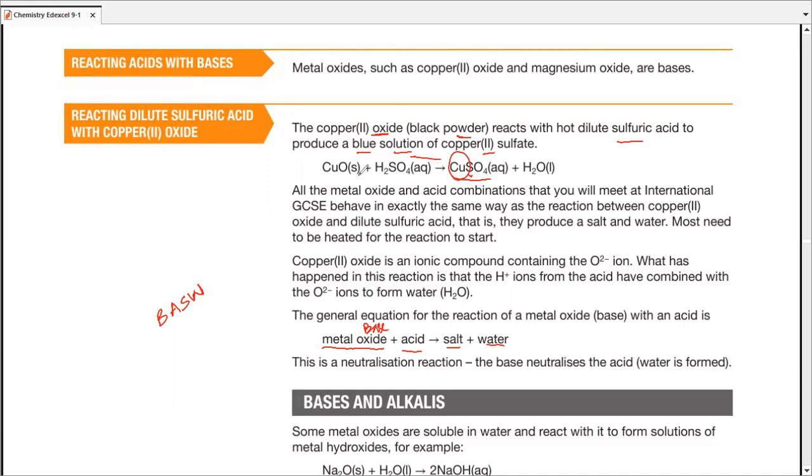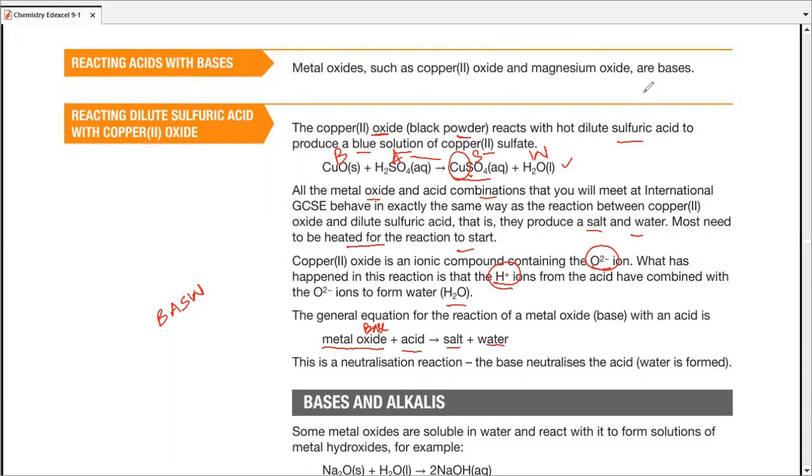So it is going to produce water. And you see the same thing. It's a base, it's an acid, it produces a salt, it gives us water. The same mnemonic. All the metal oxides and acid combinations you will see here react in the same way. They produce a salt and water. Sometimes they need heat for the reaction to start. CuO, or copper(II) oxide, is actually an ionic compound. It contains the oxide ion, which can react with hydrogen ions to produce water.